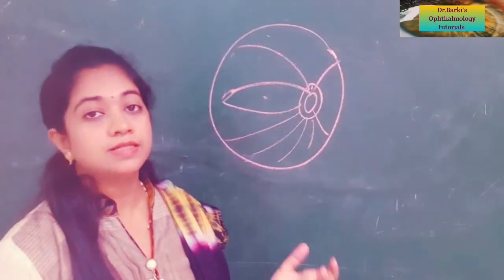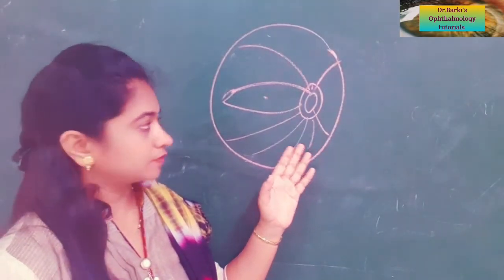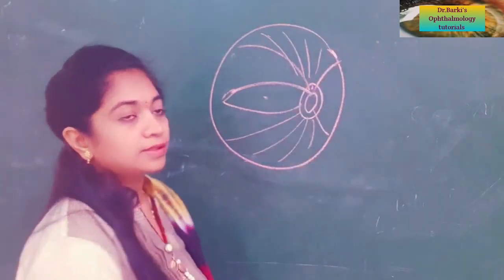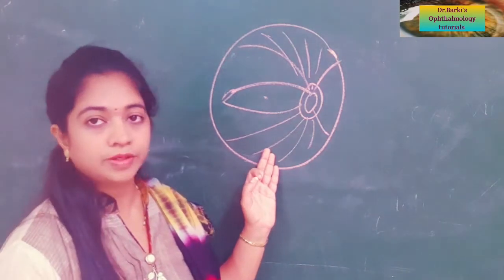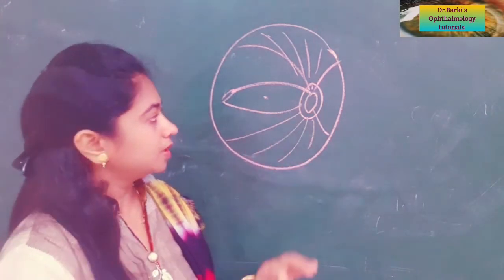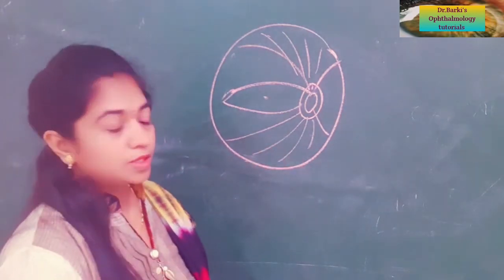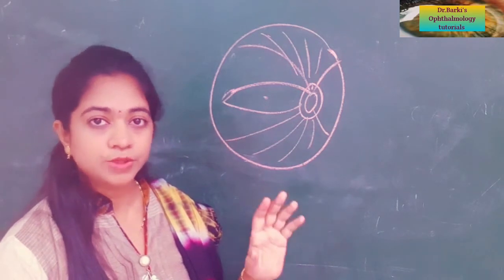What happens when there is death of retinal nerve fibers? As I told, there is some peculiar arrangement of these retinal nerve fibers. The superior retinal nerve fibers will carry the image of the inferior field of vision. Similarly, the inferior nerve fibers will carry the image of the superior field. So the opposite field images are carried by the retinal nerve fibers. Whenever there is a defect in the retinal nerve fibers, the patient will manifest with visual field defects.